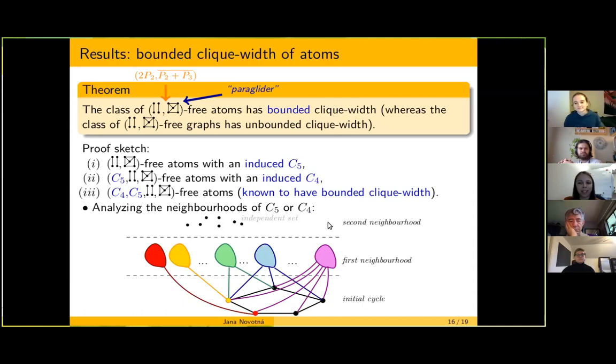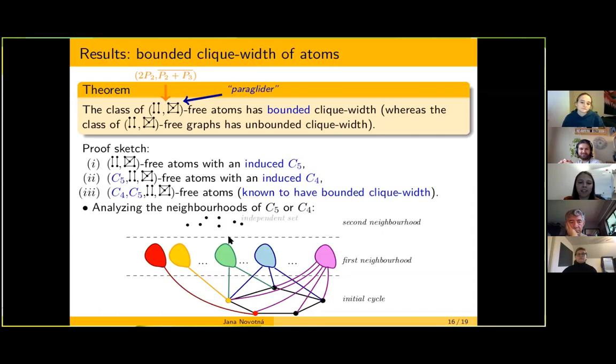At first, we can observe that as our graph doesn't contain 2P2, all vertices have distance at most 2 from our base cycle. Otherwise, we can just take an arbitrary edge from the cycle, and then you will find another P2 somewhere else. So that's the first observation. So we partition our graph into three levels, and from the same reason, the second neighborhood is an independent set, which is quite nice for Clique-width.